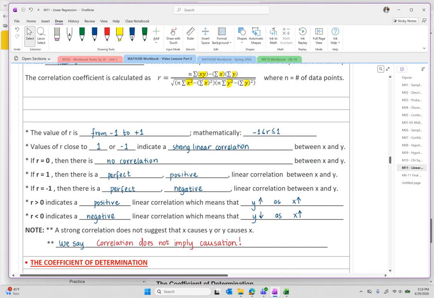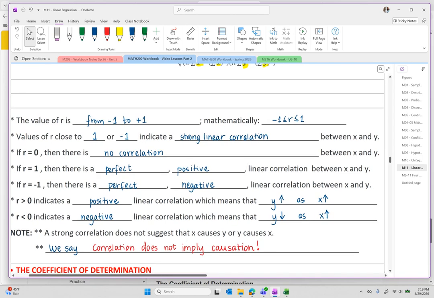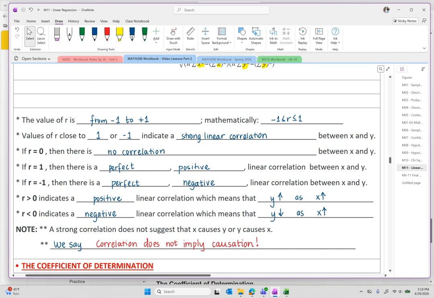The value of R is from -1 to 1. Mathematically, -1 ≤ R ≤ 1. Any values of R close to 1 or -1 indicate a strong linear correlation. In fact, if R is equal to 1 exactly, then that's a perfect positive linear correlation. If R is equal to -1, then it's a perfect negative linear correlation, and the points X, Y that you have collected actually fall on a straight line. If R is equal to 0, then there is no correlation between the two variables.